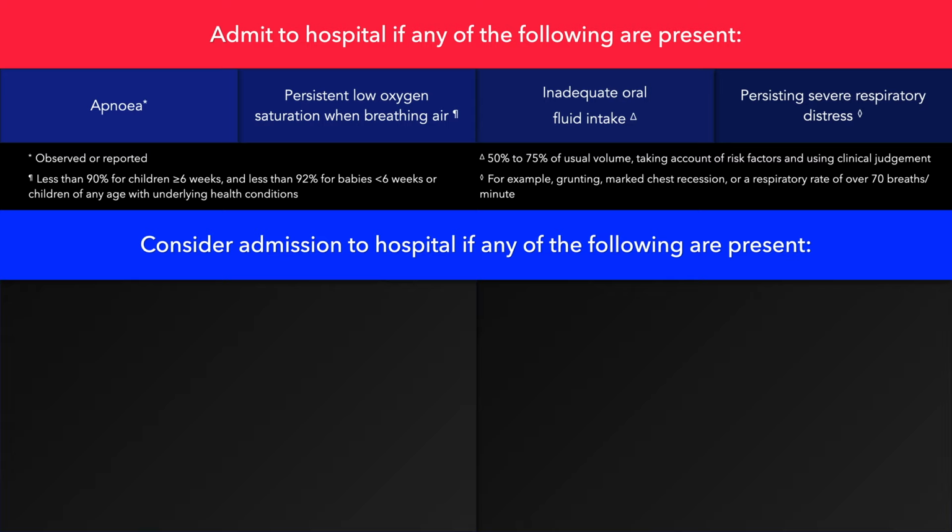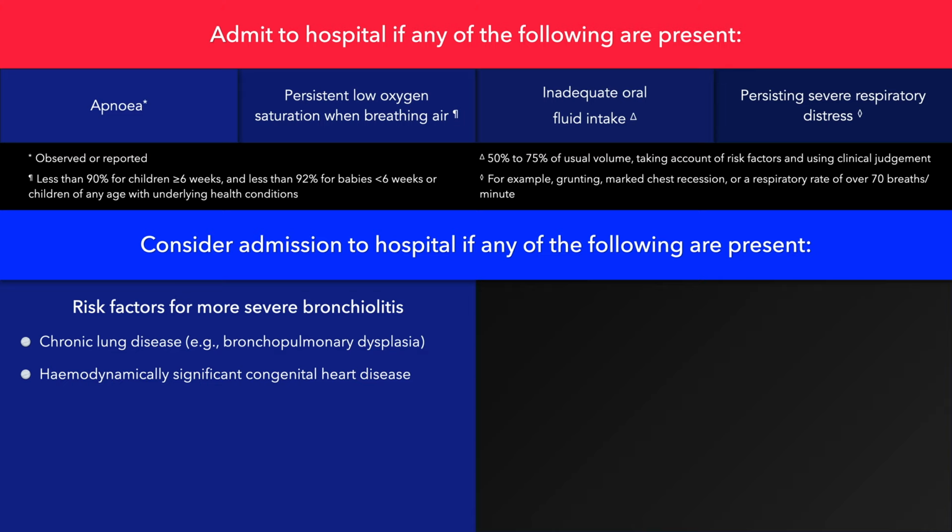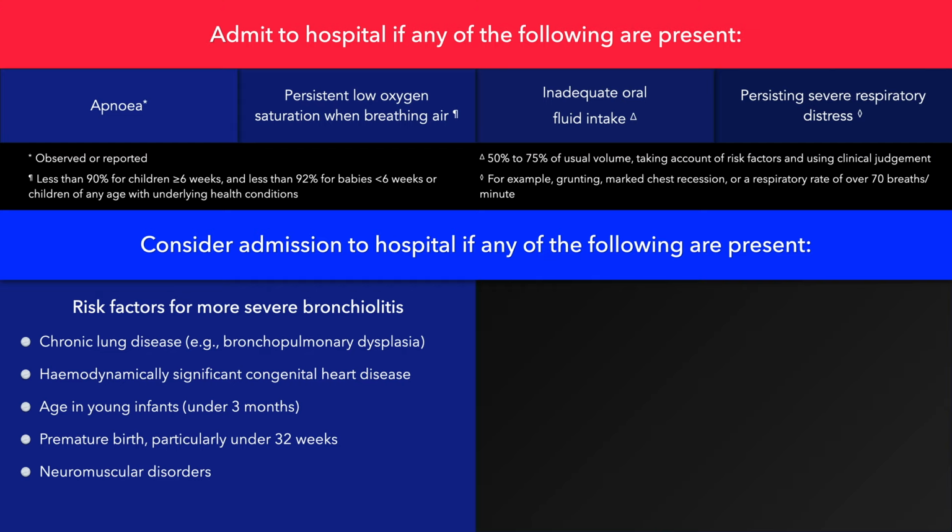Also consider admission to the hospital if any of the following are present: risk factors for more severe bronchiolitis, such as chronic lung disease, hemodynamically significant congenital heart disease, young age, such as under 3 months, premature birth, particularly under 32 weeks, neuromuscular disorders, and immunodeficiency.